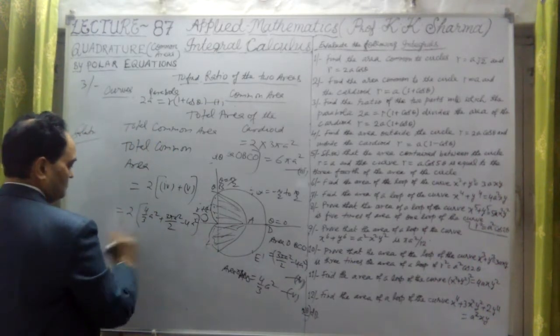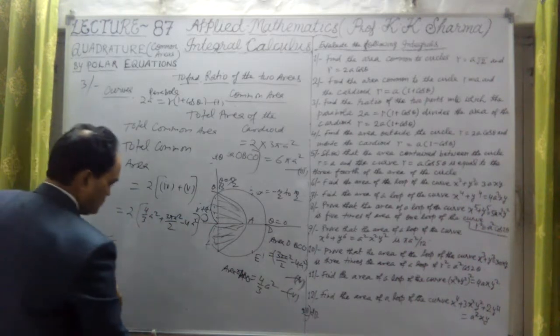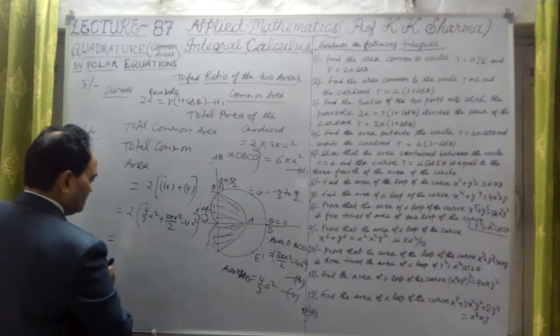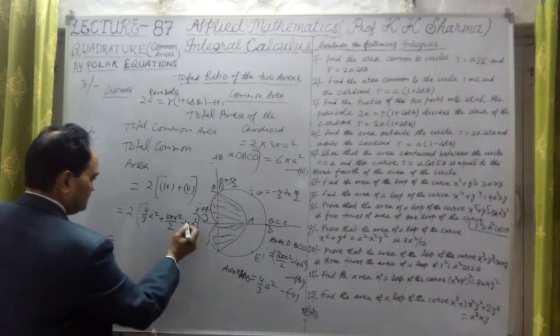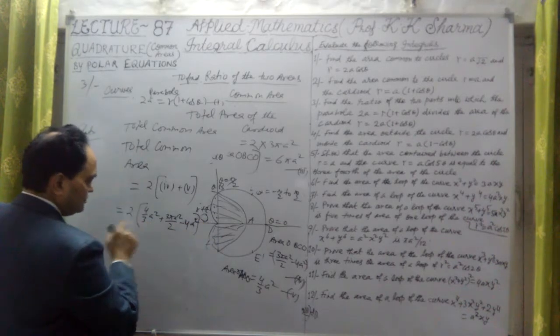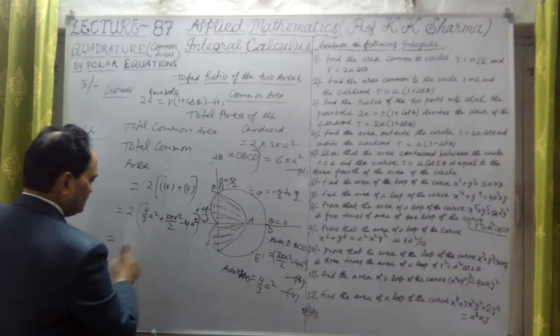Okay. Now multiplying this by 2, or we could first solve inside and then multiply by 2. That can also be done. This is minus 4 A square. Okay, and this is 4A square upon 3. 3 4 is 12. It will be negative sign.